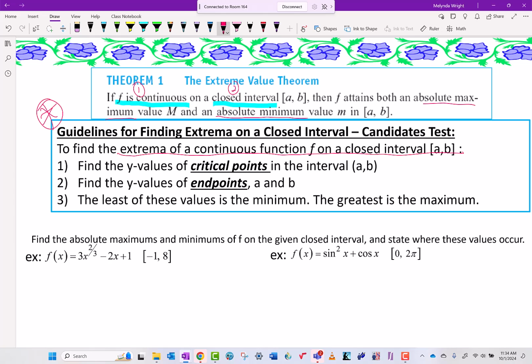Okay. I'm going to pause here for a second. Are there any questions about the test itself? We're going to practice it in just a minute, but are there any questions?